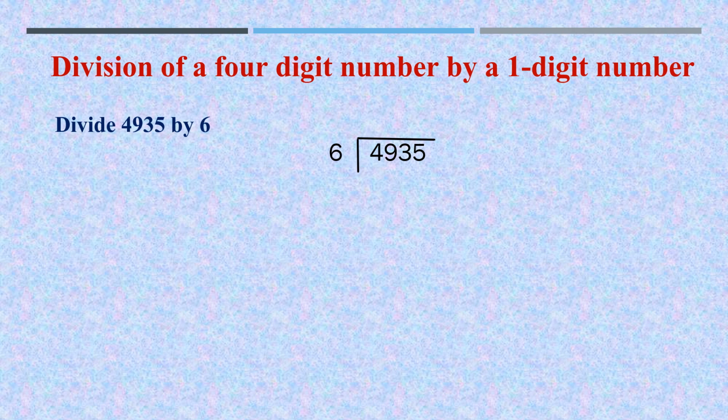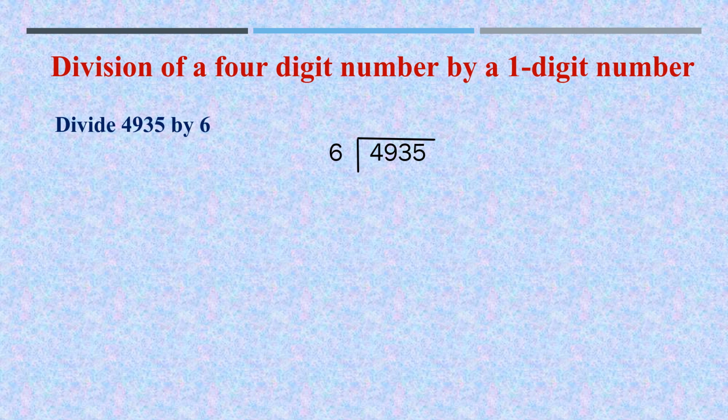So here 6 is the divisor, 4935 is the dividend. Now first let us look at the thousands place. Thousands place is 4. 4 is less than 6. So let us take the next number also, hundreds place also, that is 9. 49. How many times 6 is there in 49?